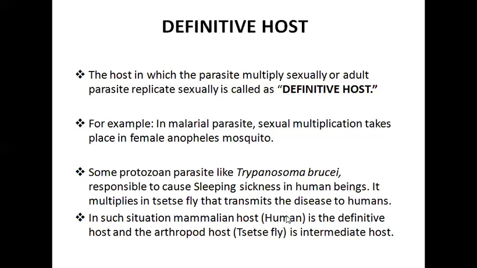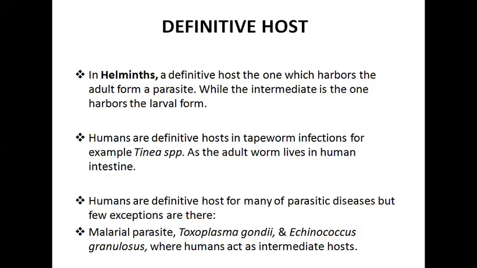Some protozoan parasites like Trypanosoma brucei, responsible for causing a disease called sleeping sickness in humans, multiply in a tsetse fly that transmits the disease to humans. In such a situation, the mammalian host, that is humans, is the definitive host, and the vector, the arthropod host, that is the tsetse fly, is an intermediate host. In helminths, a definitive host is the one which harbors the adult form of the parasite, while the intermediate host is the one that harbors the larval form. For example, humans are definitive host in tapeworm infections, for example, the Taenia species. Humans are again definitive host for many of the parasitic diseases.